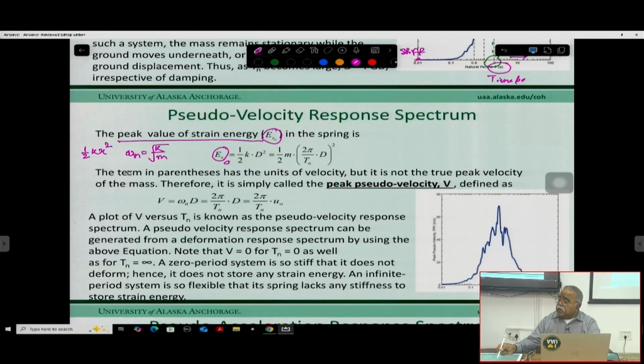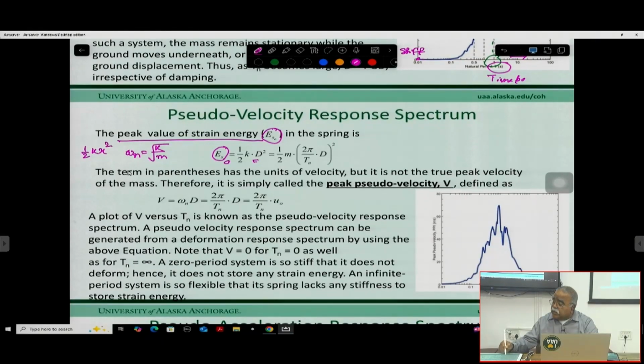So basically, this will be equals to M by Tn by 2 pi into D. So that D will be equals to the omega into D square. So that is equals to D square values. So if we can put that, then V is equals to omega N into D. I told you that therefore the pseudo-spectral velocity V will be equals to omega N into D. So this will be equals to 2 pi by Tn into D, means it's basically the U0.